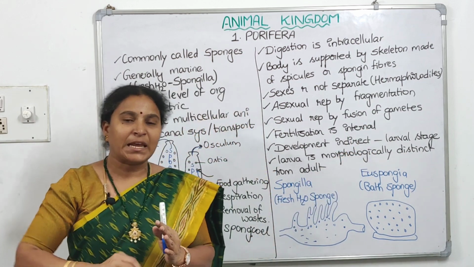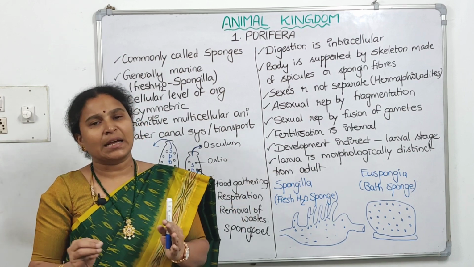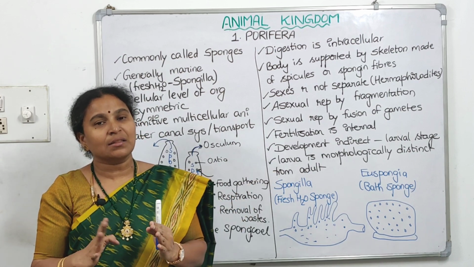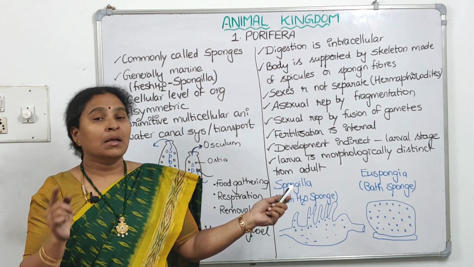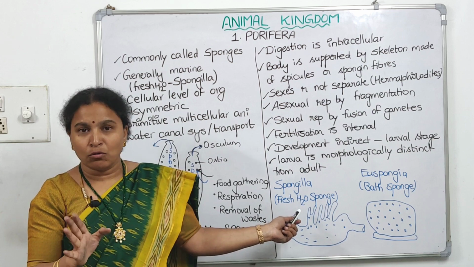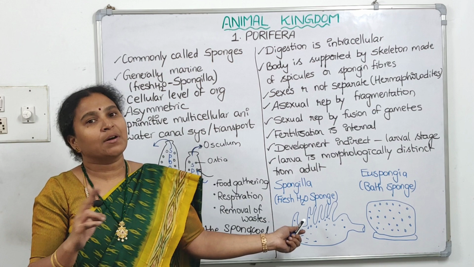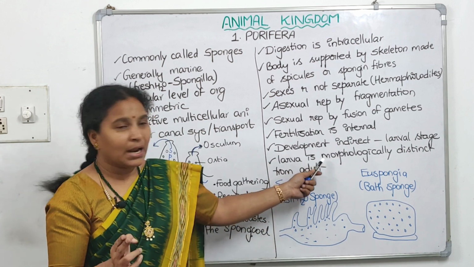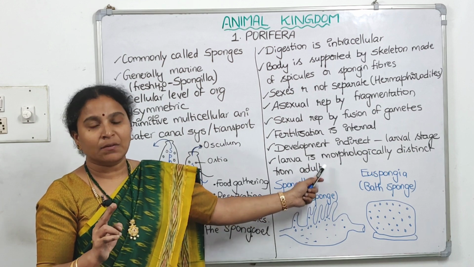Sexual reproduction occurs by fusion of the gametes. Fertilization happens inside, meaning internal fertilization, and development is indirect. When there is a larval stage, that's called indirect development. These animals are sessile, they don't move, but the larva is morphologically distinct from the adult, meaning the larva moves. This is a PYQ. Larva is morphologically distinct from adults because the larva will move, adult will not move.